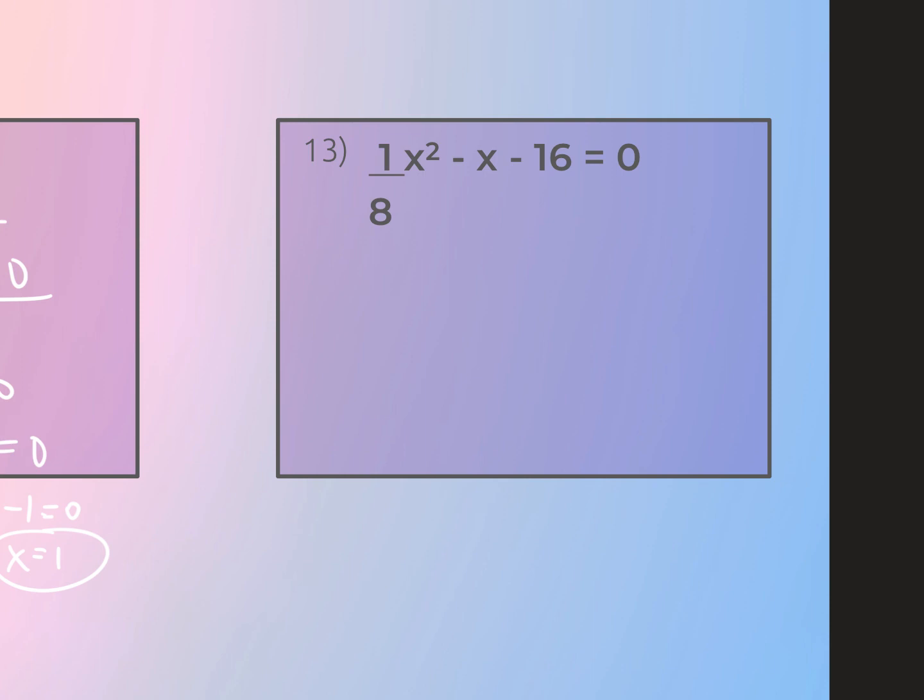Multiply everything by what? 8. Let's get rid of the fraction. Do you absolutely have to? No. If you want to factor the fraction, feel free. I don't want to. So I'm going to multiply everything by 8. So if I multiply here, what do I get?